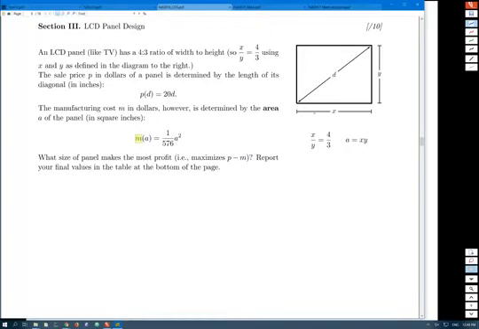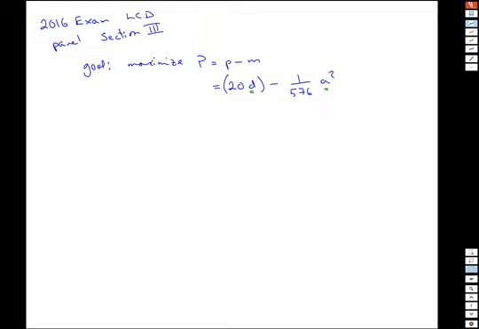Taking a look at the ingredients here and the picture, we actually have some formulas. The area is x times y, so let's try putting things in terms of x and y. A is 576, that's x times y. The diagonal would be the square root of x squared plus y squared because it's a hypotenuse. And that's still two variables though.